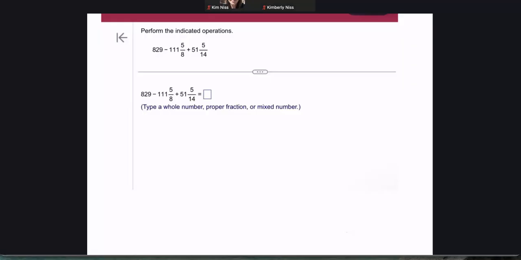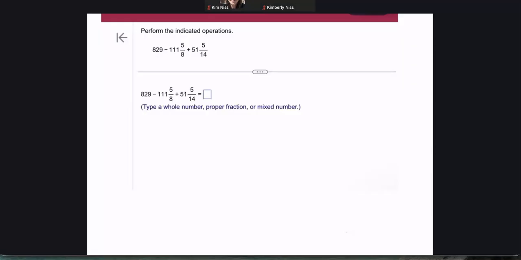So I know looking at it, the intuition on what would be the easiest way to do it would be to do the operations on your whole numbers, so the 829, the negative 111, and the 51, and then simplify your fractions. But in this case, if you do it that way, you're actually going to end up with the wrong answer because it changes the values and you end up with a point or two off. And so I'm going to show you the way that we really need to do this. It's a little bit longer than it looks.